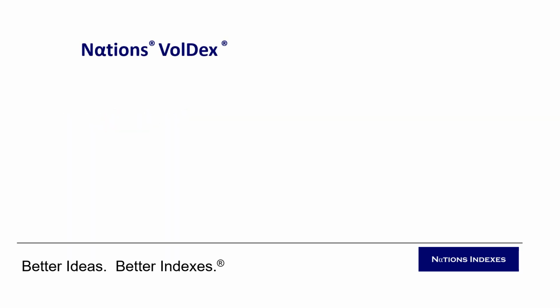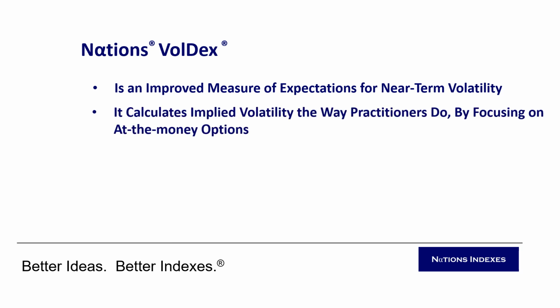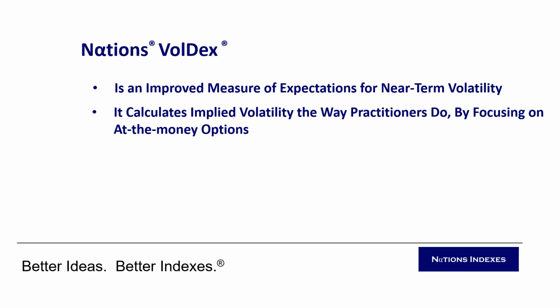VolDex is an improved measure of expectations for near-term volatility. That means you're already trading with greater insight. VolDex calculates implied volatility by focusing on at-the-money options. That allows you to know precisely which strike prices are driving any changes in VolDex. Specifically, VolDex uses the first in-the-money and first out-of-the-money puts and calls in the two Friday expirations, bracketing the moment that is 30 days from right now.